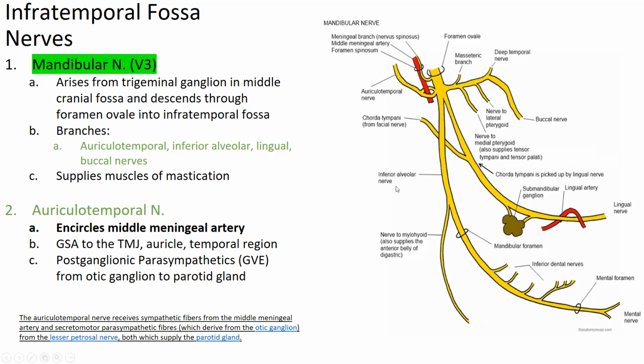Then auriculotemporal is this guy here. That's going to actually encircle the middle meningeal artery, which is kind of a unique structure, I guess. And so that is a really easy way to identify it. You see it circles there, and the auriculotemporal goes up, carrying general sensory to the TMJ, auricle, and temporal region, as well as some parasympathetics from the otic ganglion going to your parotid gland.